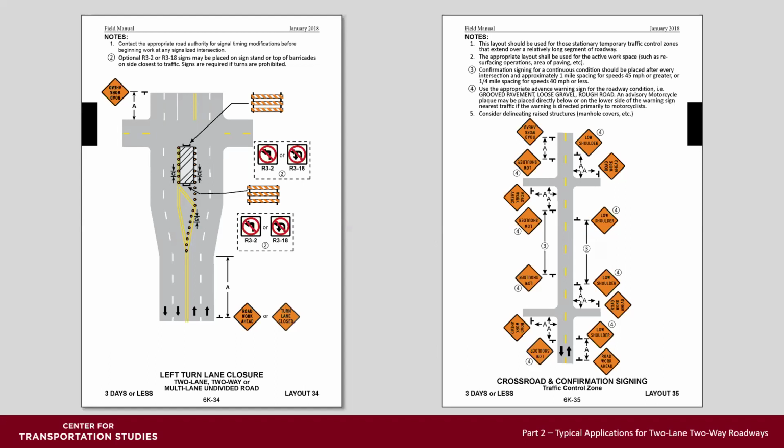Layout 35 is for crossroad training for longer term work zones where you warn people that they're coming up to a work zone on the crossroad signing. There's a lot of signing required. When you have conditions within that work zone, in this case, low shoulders, they're repeated throughout the work zone to continually warn drivers. Also, as noted in number 5, if you have raised structures such as a manhole cover, etc., consider delineating those so that motorists don't hit them.